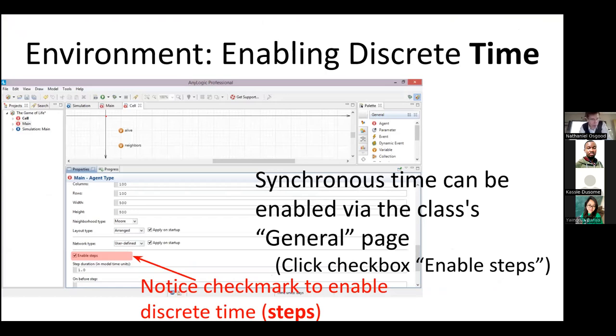So in the Game of Life, under Main, you will find this thing to turn on Enable Steps. This actually enables synchronous, discrete time. It basically says, tell me when a step is going to occur, and steps occur at duration 1.0. You can see it just below the red arrow there. That enables, within any logic, this kind of discrete time component. So it's under Main, and here under the General page, I believe.